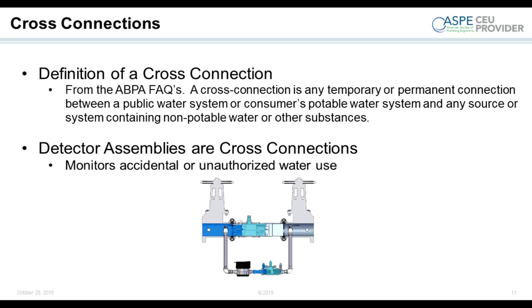The detector itself is another cross connection. It's a bypass around the backflow, so it's another direct connection between a potable supply and a non-potable system. It also has to be protected.